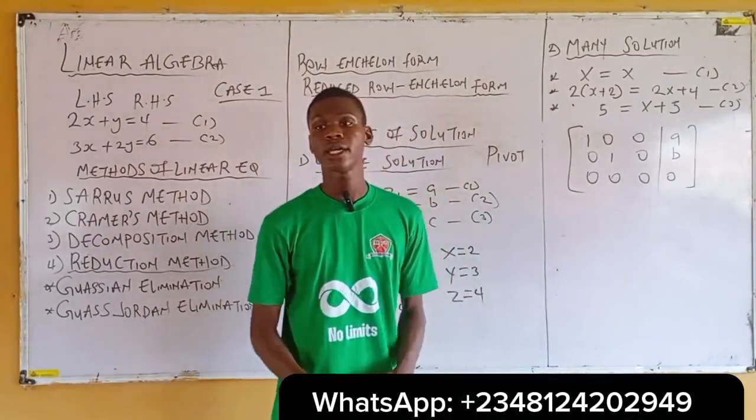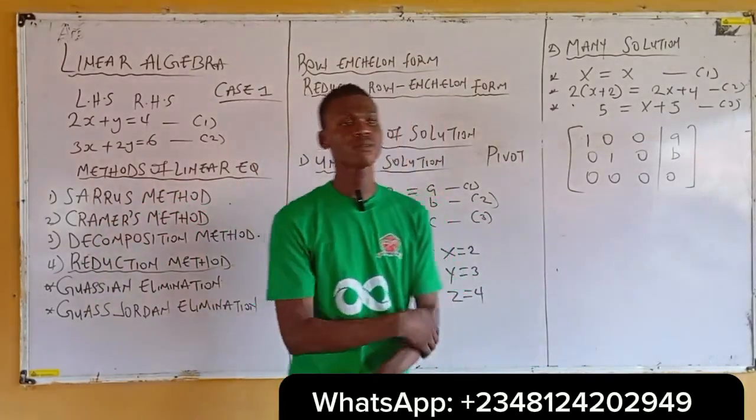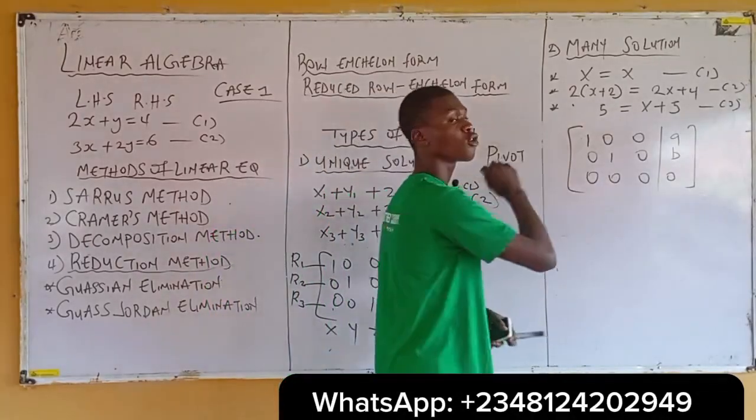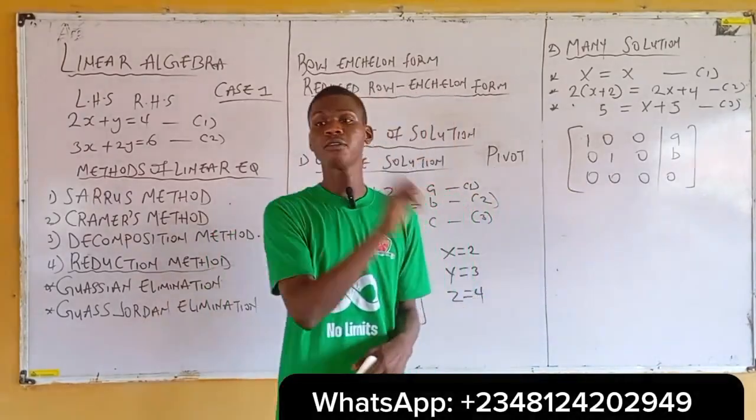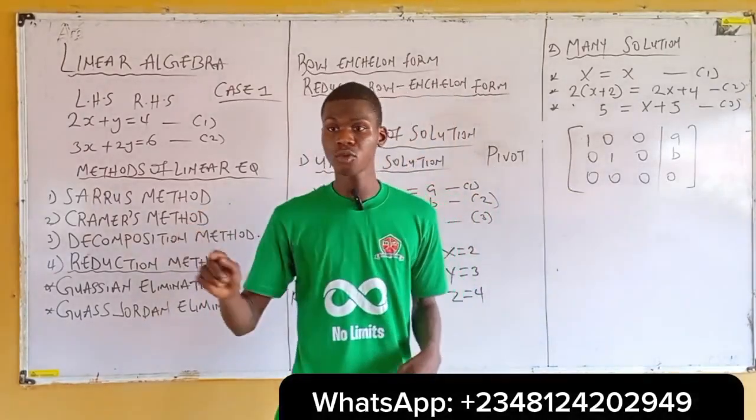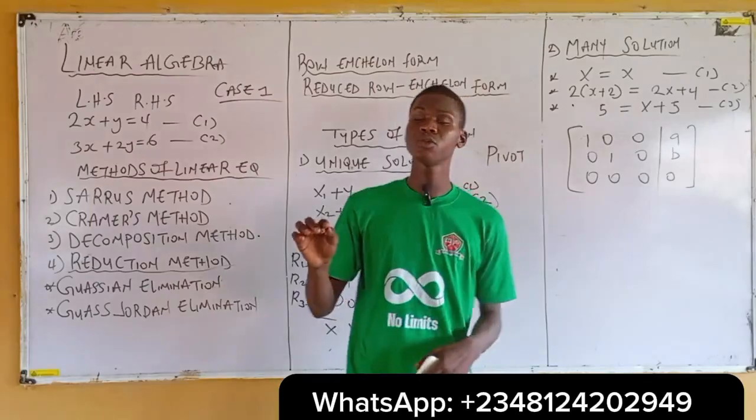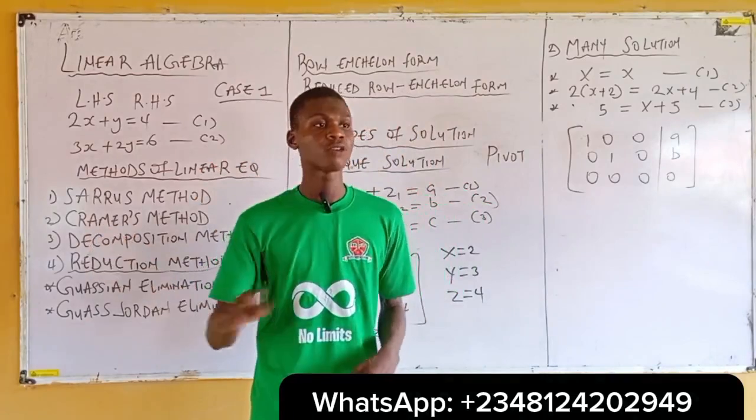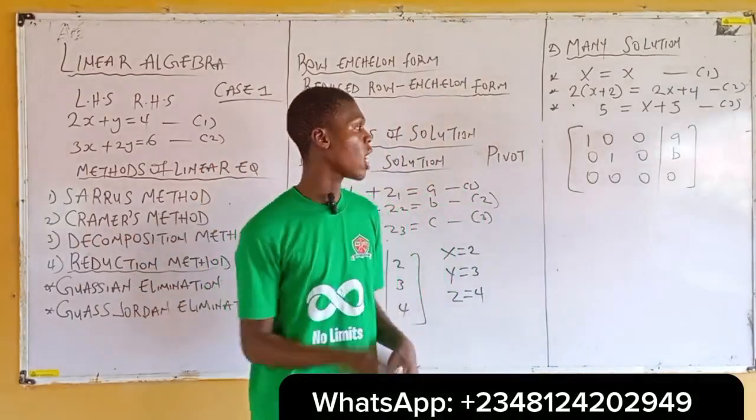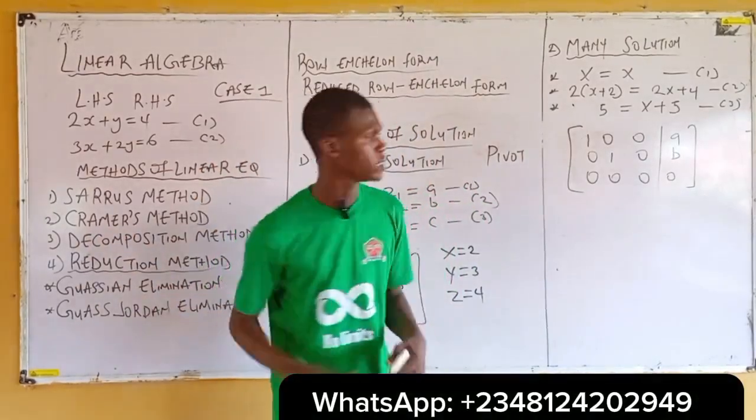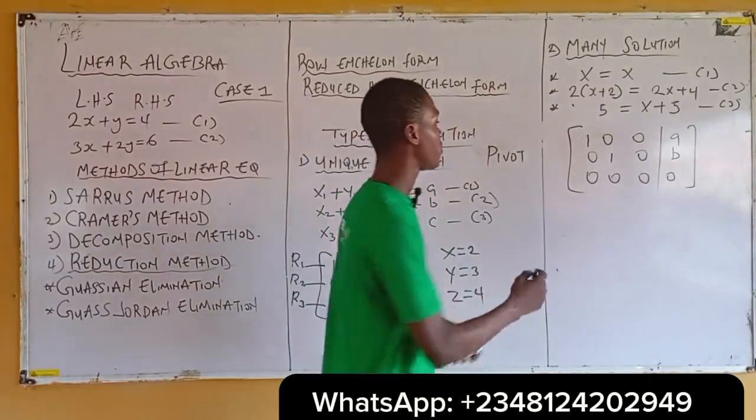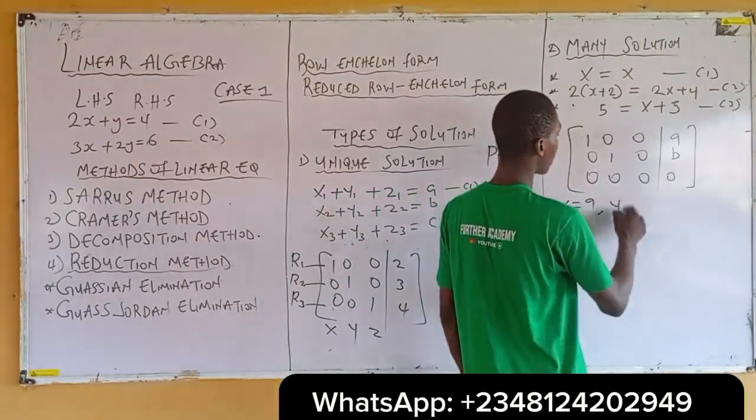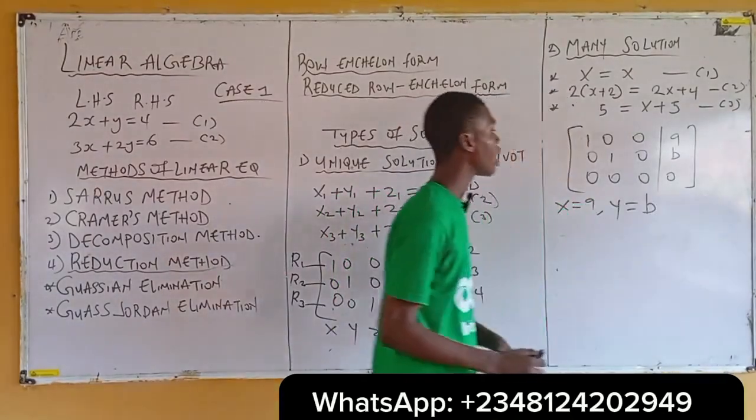What does this imply? Looking at this, what's the value of x? Don't forget that your row 1 gives you the value of x, row 2 gives you the value of y, and row 3 gives you the value of z. Now looking at this, what's the value of x? X equals A, right? What's the value of y? Y equals B.